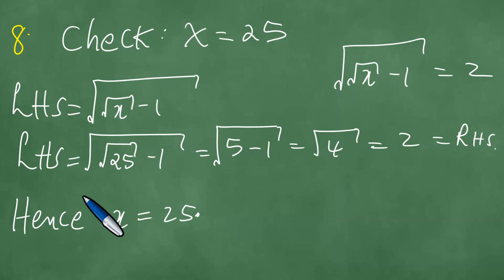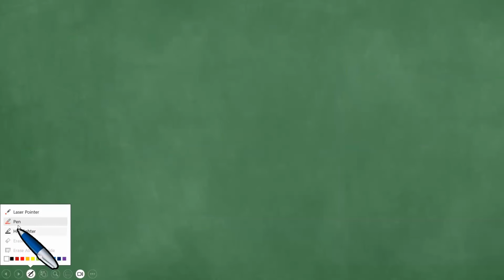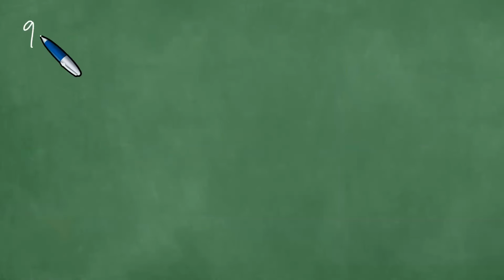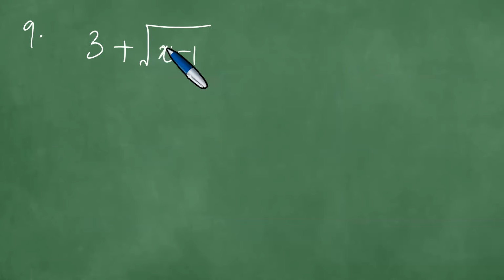Let's look at one more problem. You have 3 plus the square root of x minus 1 is equal to x. Okay, so how do we solve this one? I'm giving you a minute. Quickly, please try it, and then we shall do it together.